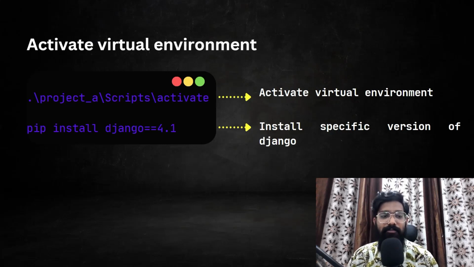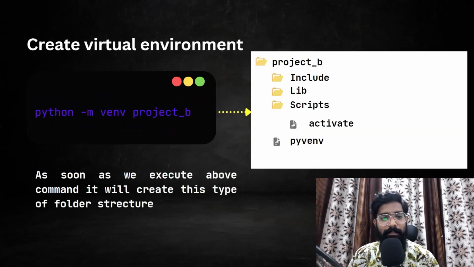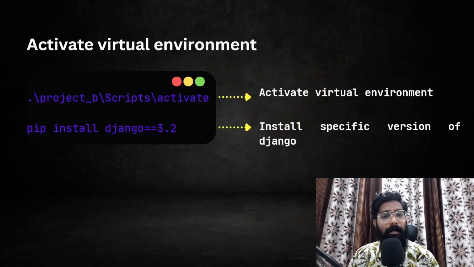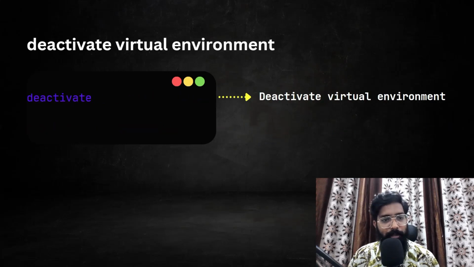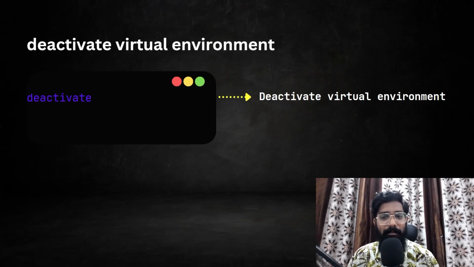And in order to install Django 4.1, we can use pip, which is the Python package manager: pip install django==4.1. Same thing we are going to do for project B: python -m venv project B. Again activate and install 3.2. So this is how we can do it. In order to deactivate it, we just need to write the deactivate command. So let's see the same thing practically.